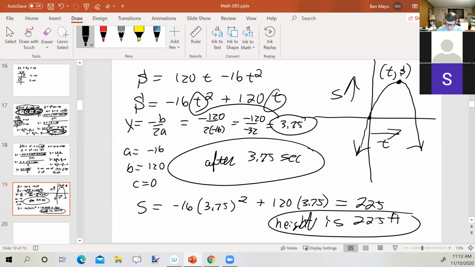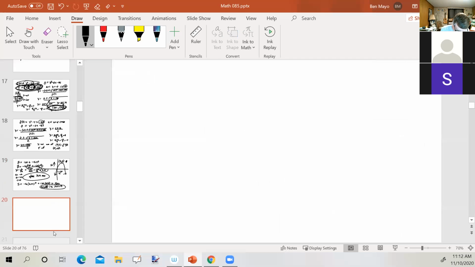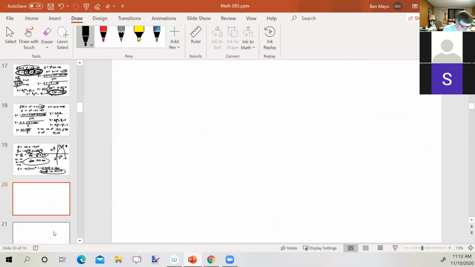So what that means is 3.75 seconds after that firework is launched, it will reach a maximum height of 225 feet, and that's when it's set to go off for the maximum effect. Okay? Any questions about that? All right, I want to do one more application problem.